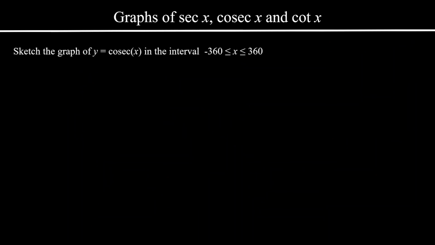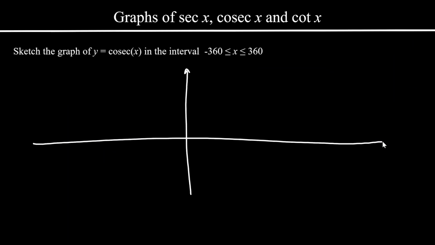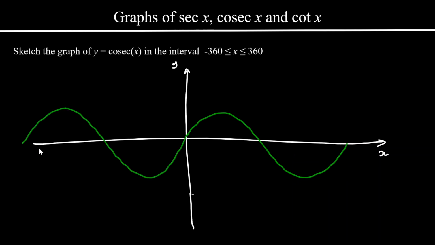Sketch the graph of y equals cosec x. So again, let's start with, this time, sine. So let's draw our sine graph. So that is our sine graph, and we're at 0, 90, 180, 270, 360. Going back, negative 90, negative 180, negative 270, negative 360.